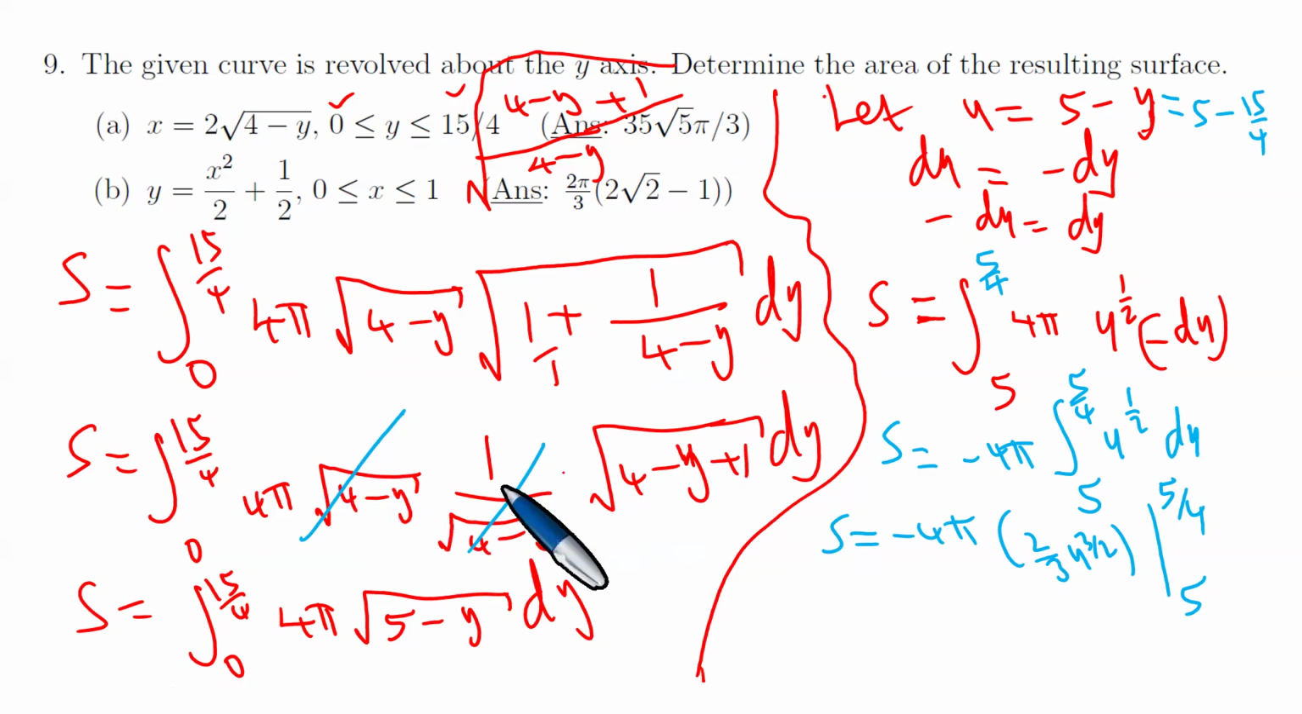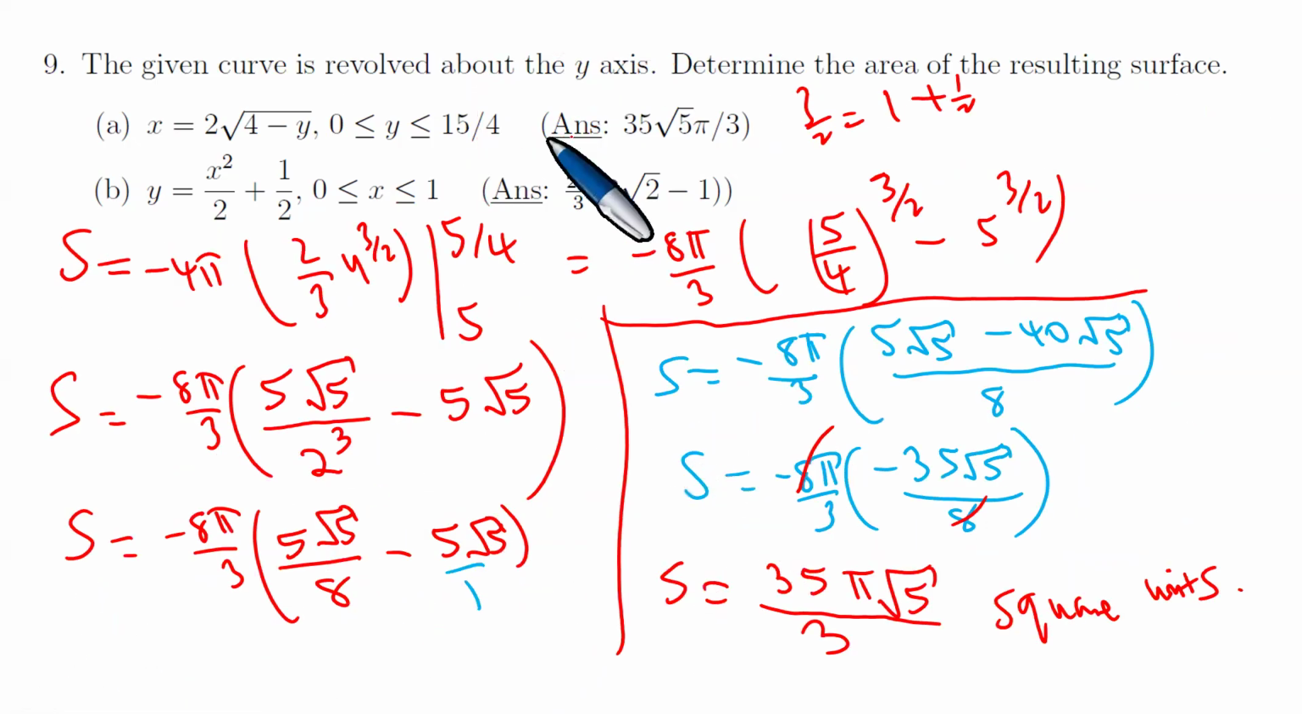And now the square root of 4 minus y cancels out, giving us exactly 4 pi. Then you have the square root of 4 plus 1, which is 5 minus y dy. And then you just have to integrate this one now. But to integrate this one, you just let u be the 5 minus y under the square root, and then we are able to get the integral. And the answer we got is 35 pi square root of 5 out of 3. Okay, we can try to do 9b.